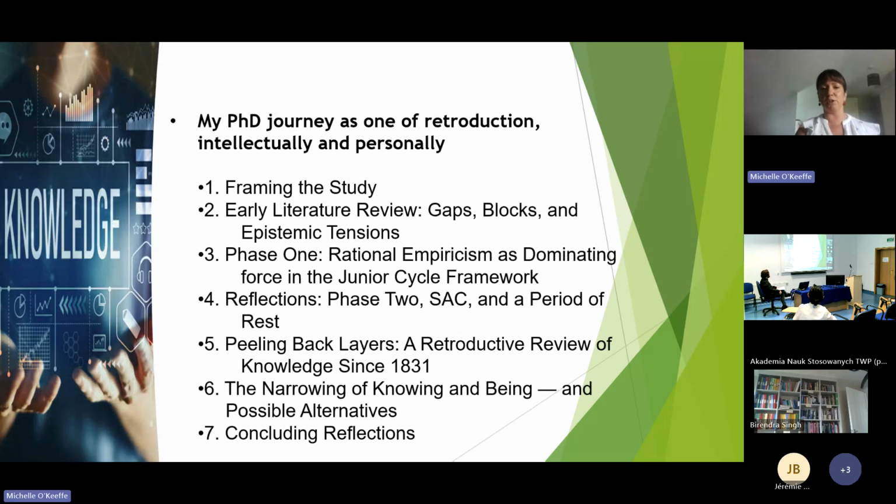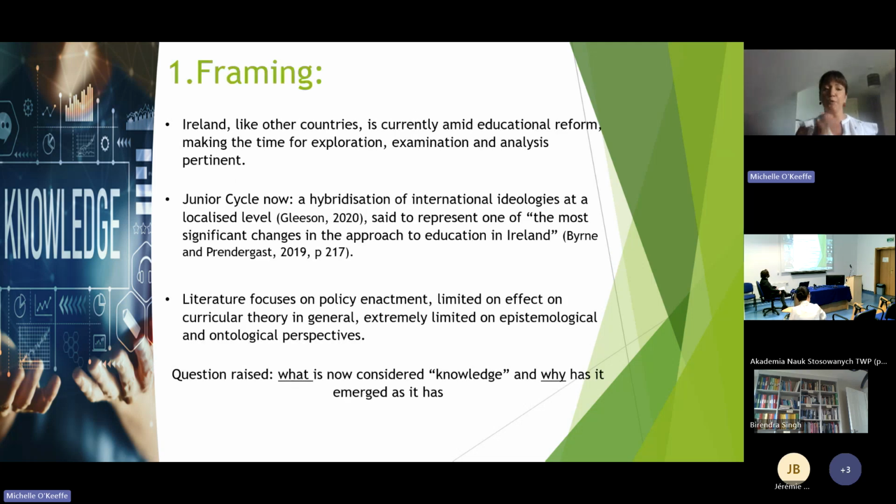So what I want to talk about today is not just my findings, it's about my journey with retroduction and how it affected me intellectually and personally. So there are 7 phases to this presentation, and I'll try and be as quick as I can. So, framing. Ireland, like many other countries, is currently undergoing education reform, and for that reason it's important to examine what that actually means. The junior cycle is said in the literature to be a hybridization of international ideologies and to represent one of the most significant changes in the approach to education in Ireland.